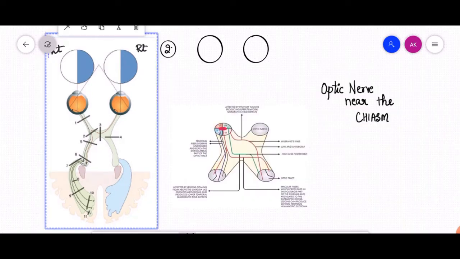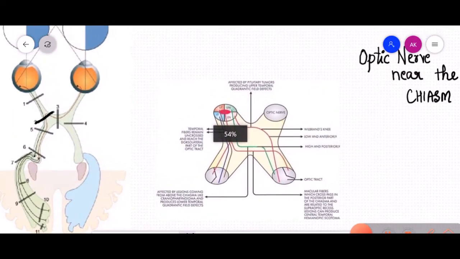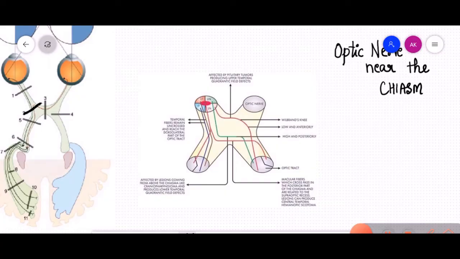Now let us look at a lesion of the optic nerve very close to the chiasma, or we can say almost at the point where the chiasm is starting, represented by number 2 in this diagram. This diagram over here represents the crossing of various fibers in the chiasm. Here is the optic nerve, and it is divided into quadrants: the upper temporal quadrant, the lower temporal quadrant, the upper nasal quadrant and the lower nasal quadrant, and in the center we have the macular fibers running through.